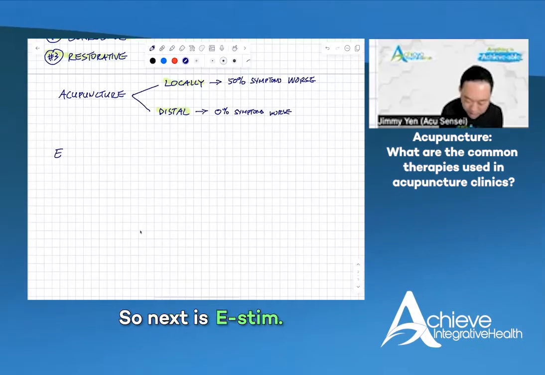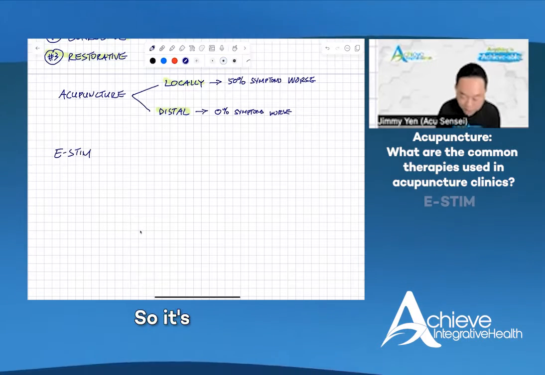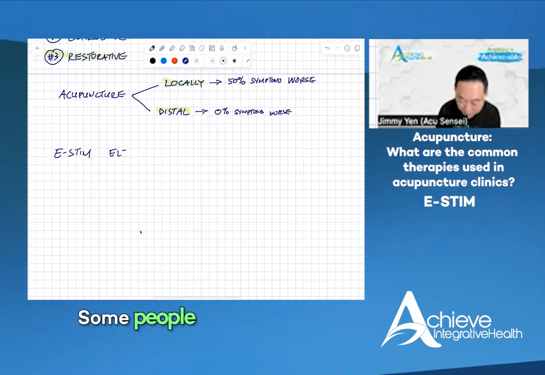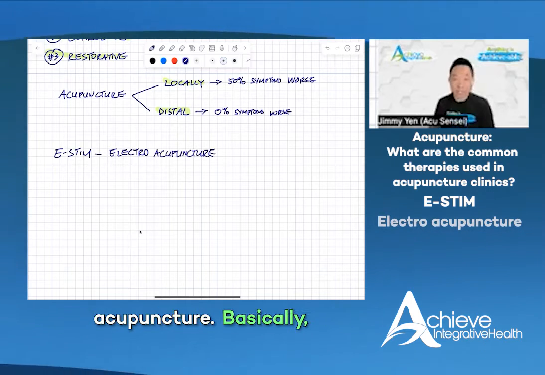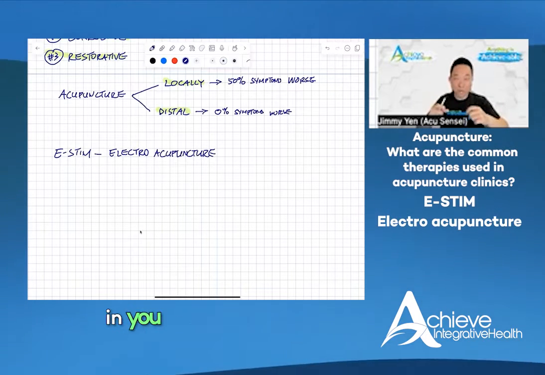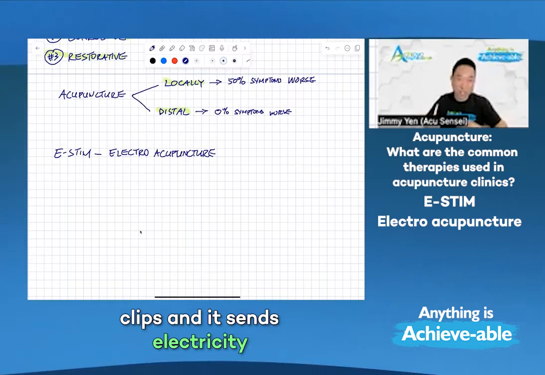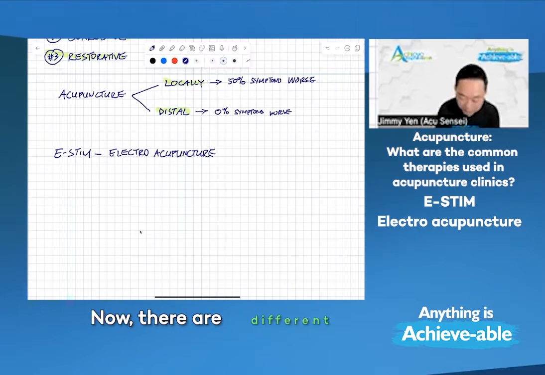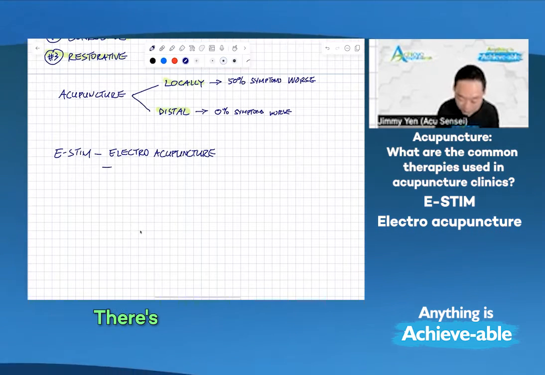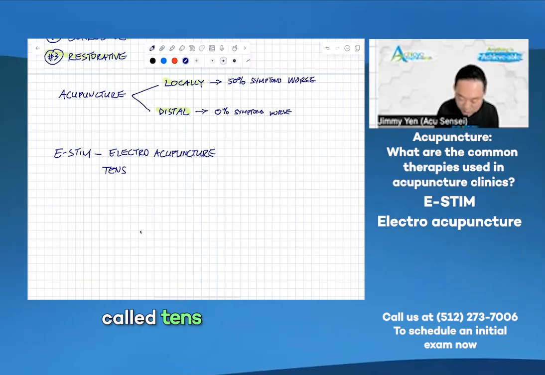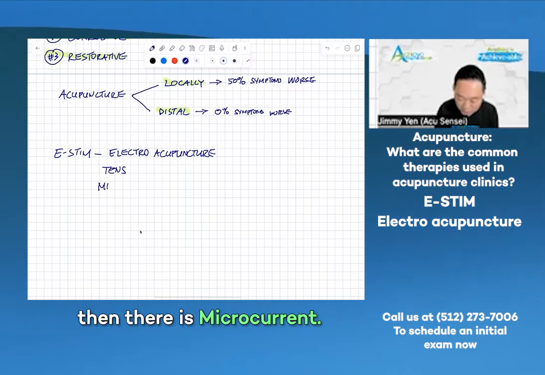So next is E-stem. That's electric acupuncture. Some people call it electro-acupuncture. Basically, they put the little pins in you and then they attach these little alligator clips and it sends electricity through it, right? Now, there are different types of electricity. There's something called TENS units, and then there's microcurrents.